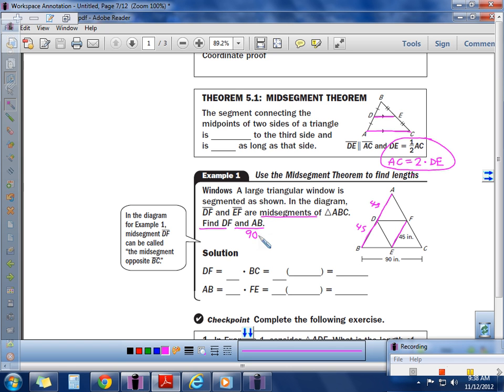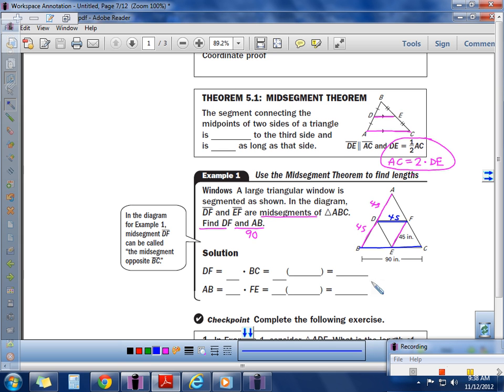Finding DF. Well, how do we find DF? DF is right here. It's parallel to what other piece? BC. Well, BC is 90. How do I find the small one? Take half of it. So half of 90 is 45.